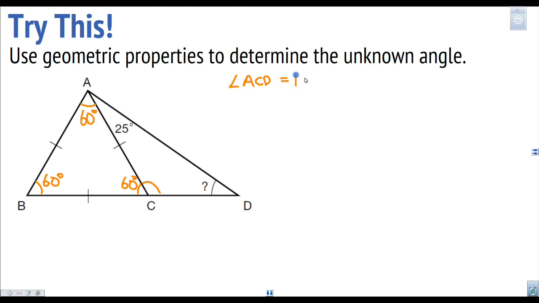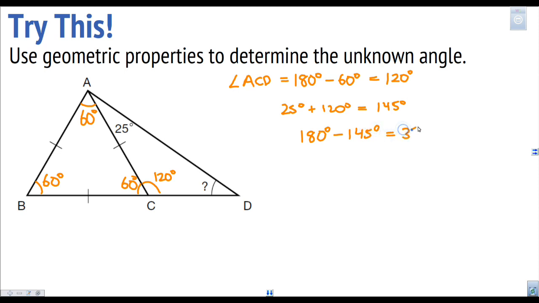So that's going to be equal to 180 degrees minus 60 degrees. Okay, so that's going to be 120 degrees. So this part here is 120 degrees. Now, this angle over here is 25. This is 120. So what's missing here is just going to be the third piece where those will add up to 180. So I'm going to do 25 degrees plus 120 degrees. That will be 145 degrees. And then I'm going to do 180 degrees minus 145, and that will get me 35 degrees. So that's the missing angle right there.